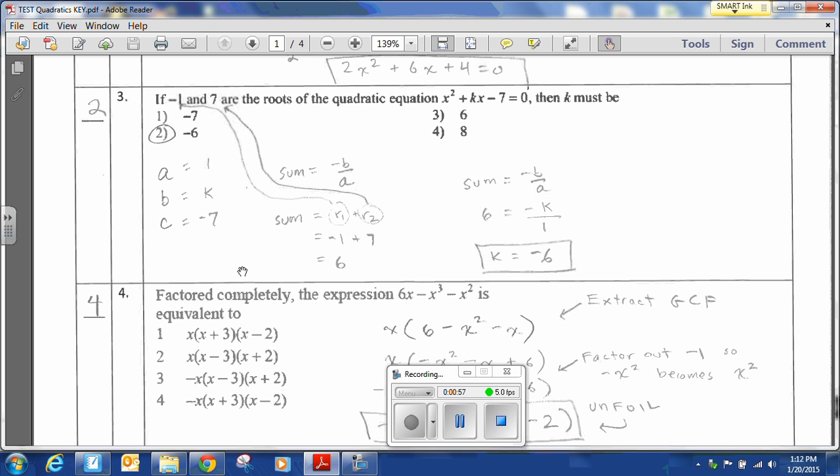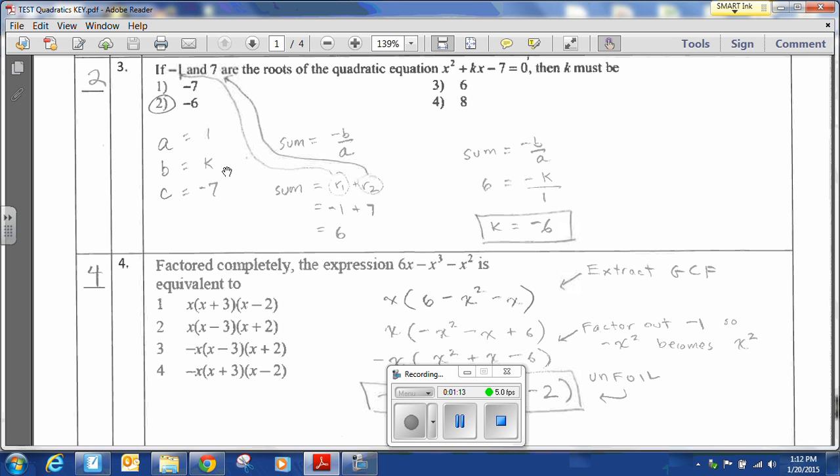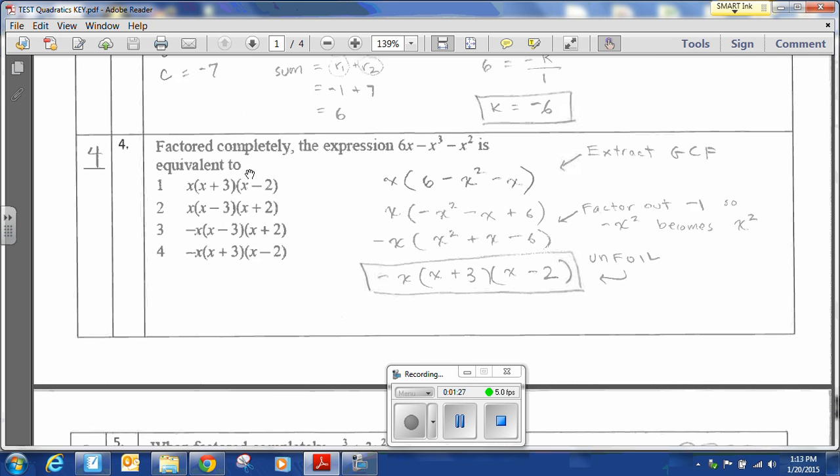Number 3, here they give you both roots. Here's your quadratic equation. You're looking for b, the coefficient of x, which is k. You need to find what k is. So you work backwards. You take -1 and 2, plug them in for r1 and r2, and add them together to get the sum of 6. Then when you plug the sum back into the negative b over a sum formula, you need to negate 6, which gives you -6. The answer is 2.